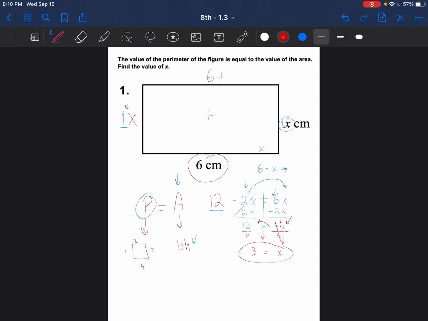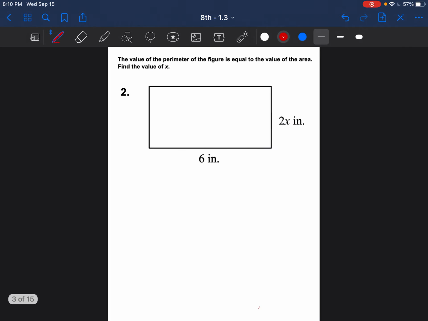Alright, let's move on to the next one. I'm going to give you the answer before and see if you can figure it out based off of what we just did. I'd expect you guys to press pause, rewind the problem, and see if you can figure it out. But the answer for this one is 1.5. Still got to show your work though. Alright, same question. The value of the perimeter of the figure is equal to the value of the area. So we know that P is going to equal A. We know that our perimeter means to add up all the sides. And then our area means base times height.